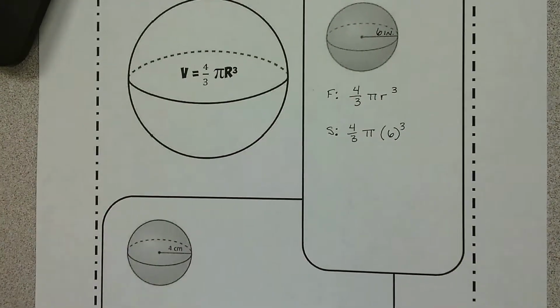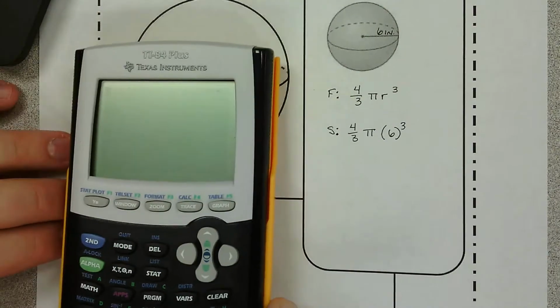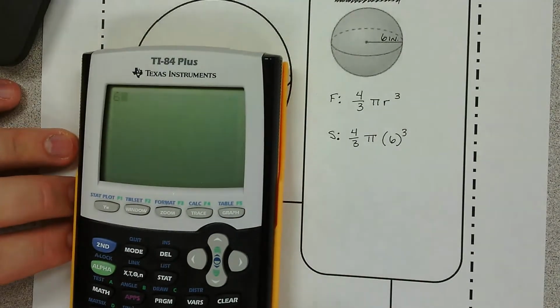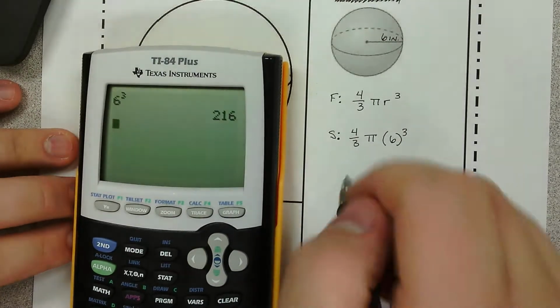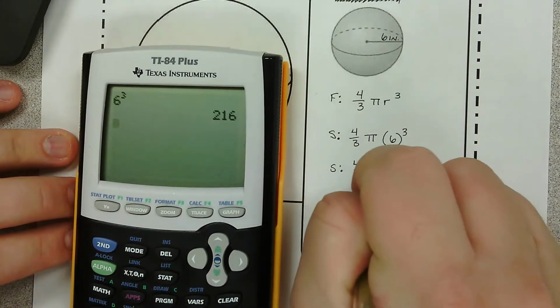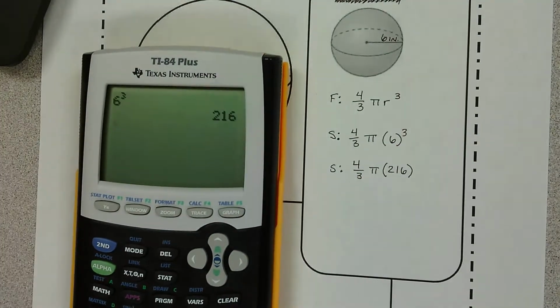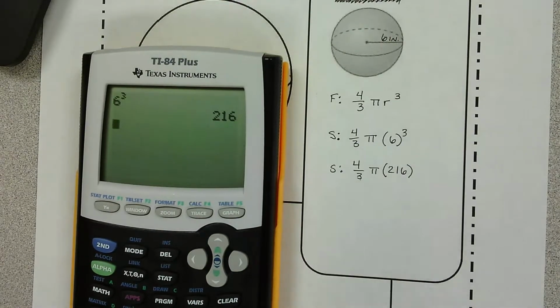Now, like I said, you can type this in, or you can simplify it if you would like. Let's put this in terms of pi. The way we're going to do that first is we're going to simplify that 6 cubed. So 6 to the power of 3 is 216. So we get 4/3 pi 216. Okay, simplify one more time. We're just going to take 4/3 and multiply it times 216.